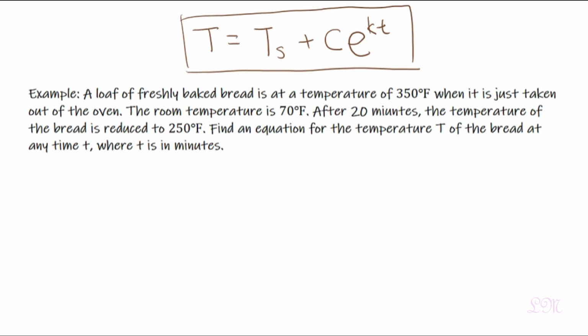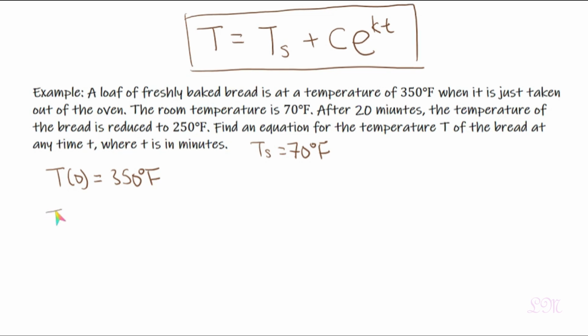Our initial temperature of the bread is 350 degrees Fahrenheit, so capital T of 0 is equal to 350 degrees. The room temperature is 70 degrees Fahrenheit, so that's telling us that T sub s is 70 degrees. After 20 minutes, the temperature of the bread has become 250, so T of 20 is equal to 250.